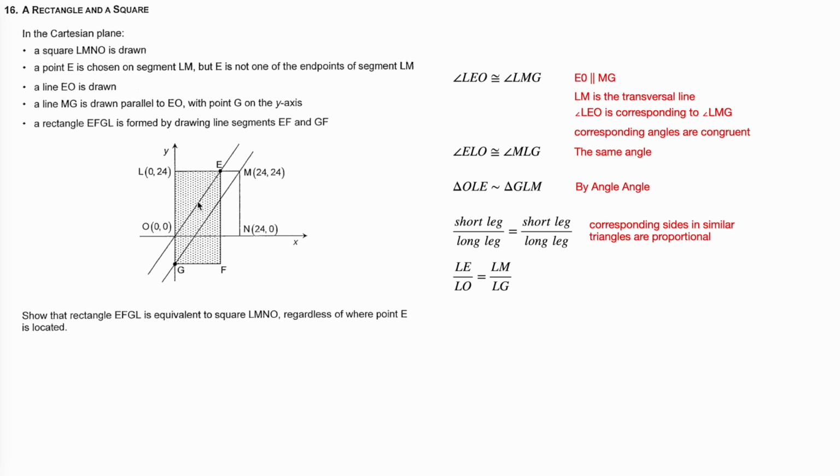Talking about this triangle, LE over LO is the same as LM over LG. We cross multiply. That gives me LE times LG, which is the area of the rectangle. LE times LG is the area of the rectangle. LO times LM is the area of the square. We've shown that the area of the rectangle EFGL is equal to the area of the square LMNO. Rectangle EFGL and square LMNO are equivalent.